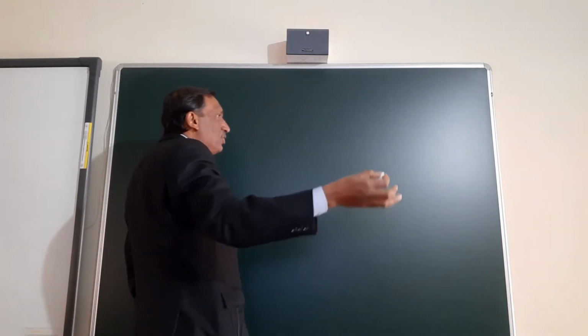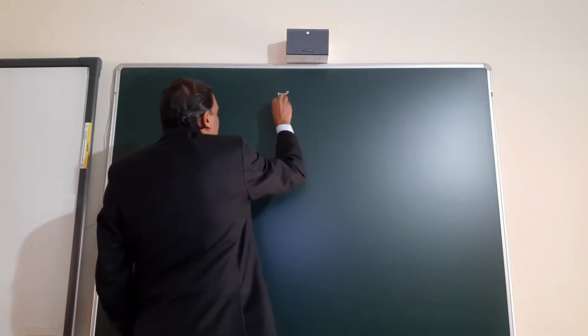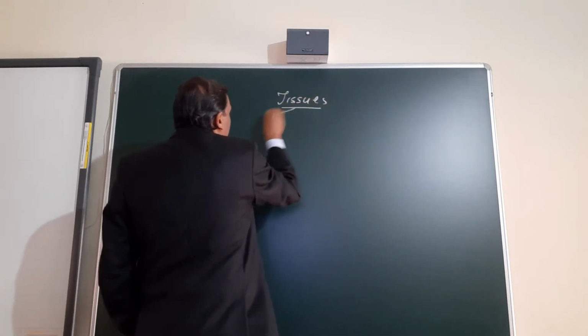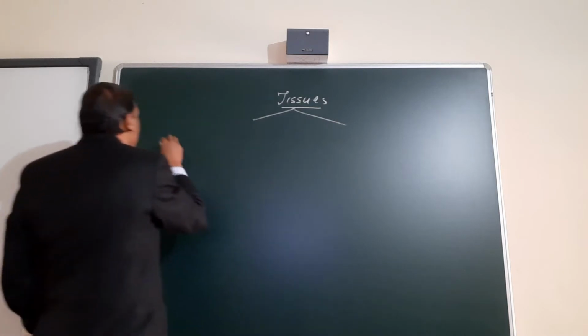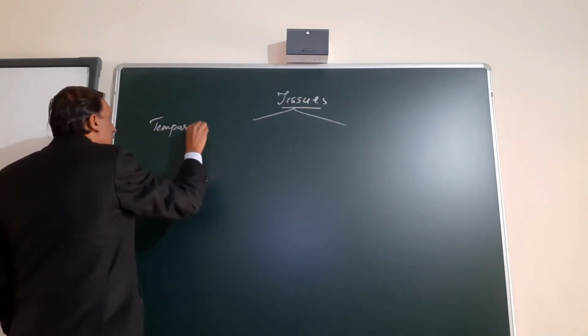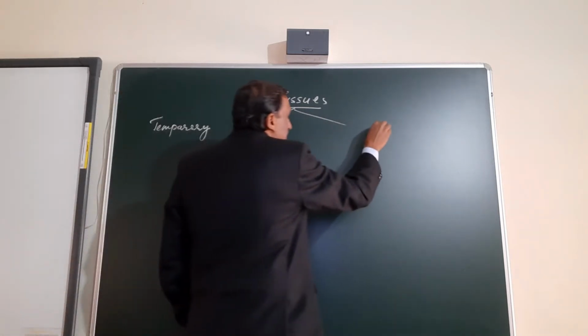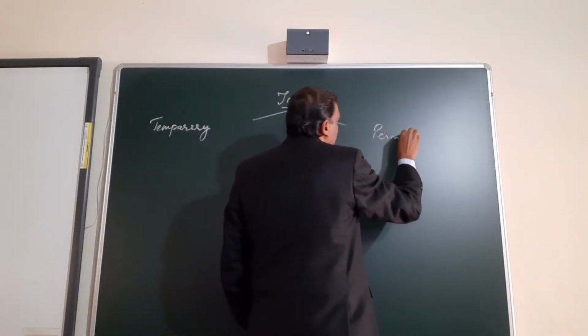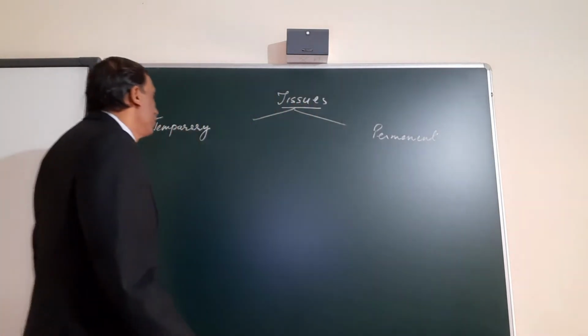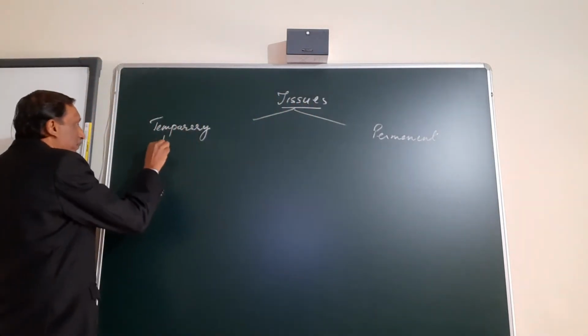In animals we studied there are only 4 types of tissues. In plants, when we talk about the tissues, first we have to classify them into temporary tissues and permanent tissues. Temporary tissues include only meristem.